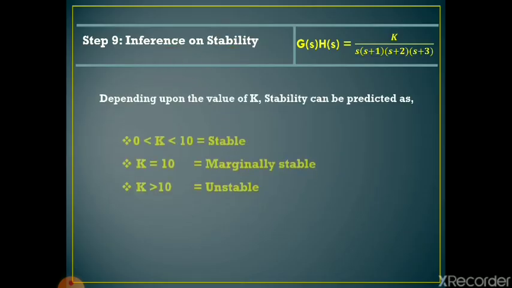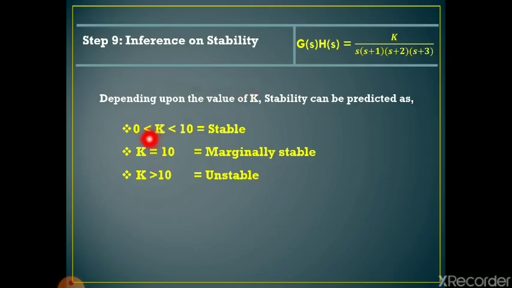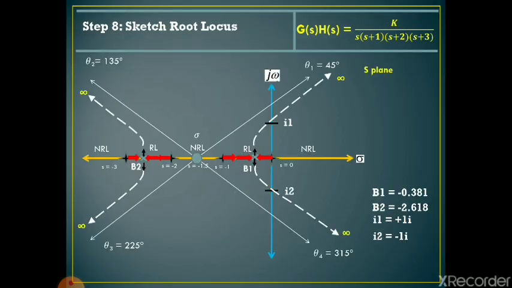So in this particular problem we can say that if the value of k is between 0 to 10, the system will be stable, and when k is equal to 10, as we saw in step 6, it will become marginally stable, and for k greater than 10, the system will be unstable. That means here if the value of k is between 0 to 10, then all the poles will lie in the left hand side of the S-plane, and when k is equal to 10, two poles will lie on the imaginary axis, and when k is greater than 10, these two poles will lie on the right hand side of the S-plane.